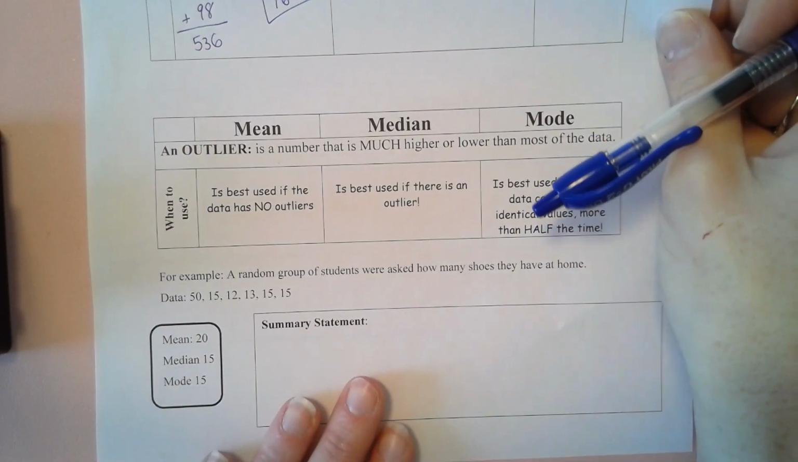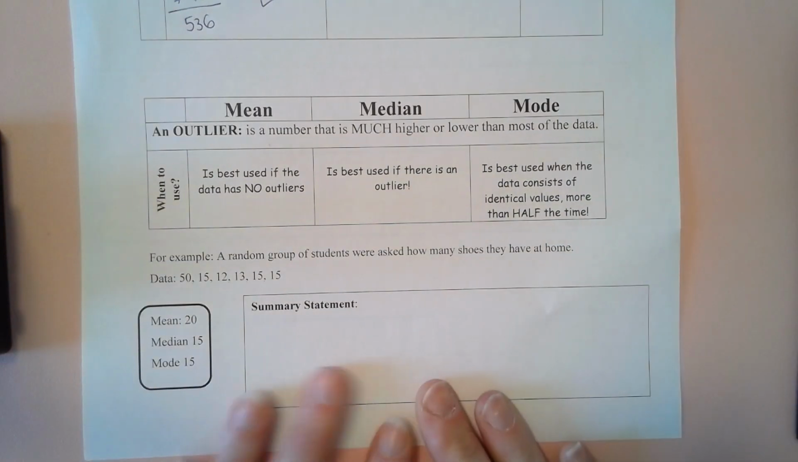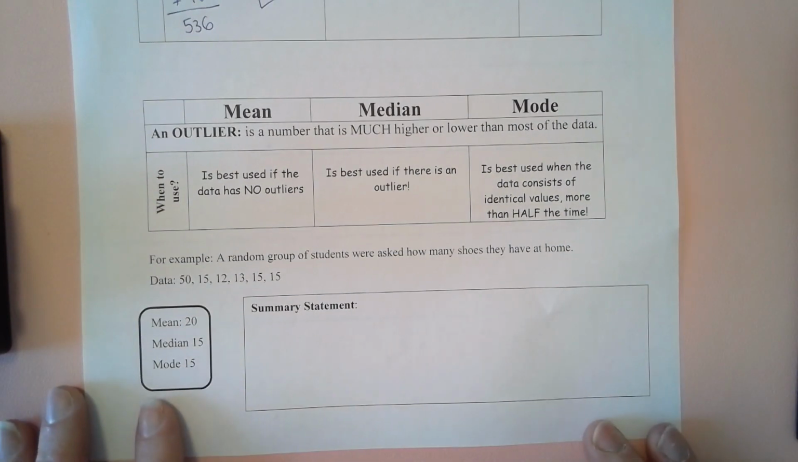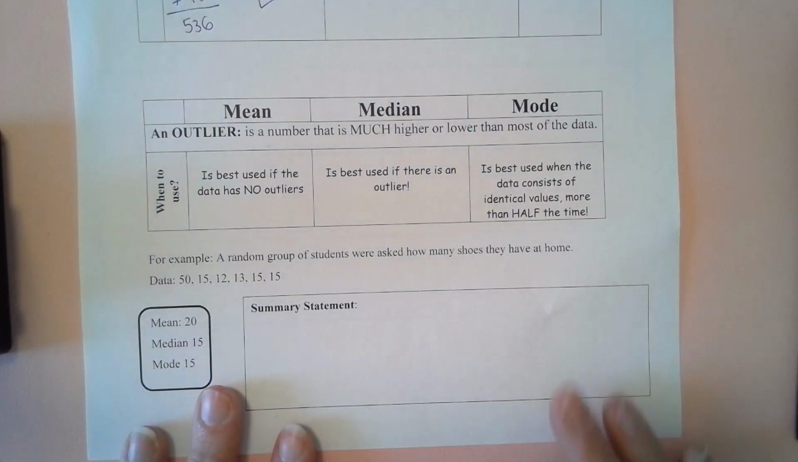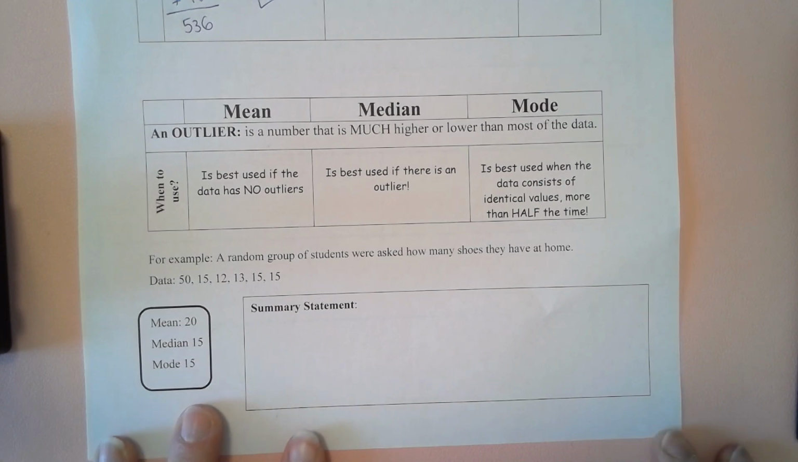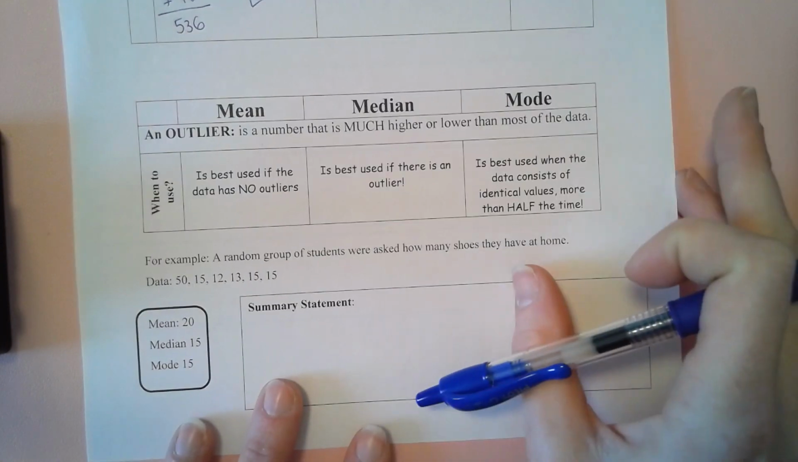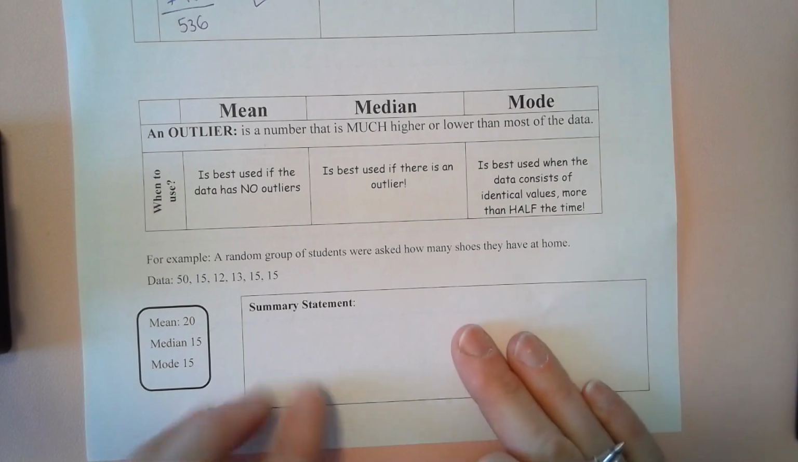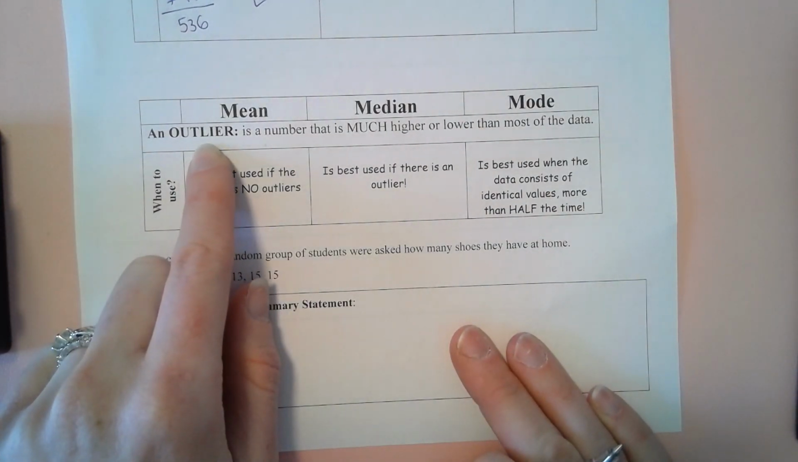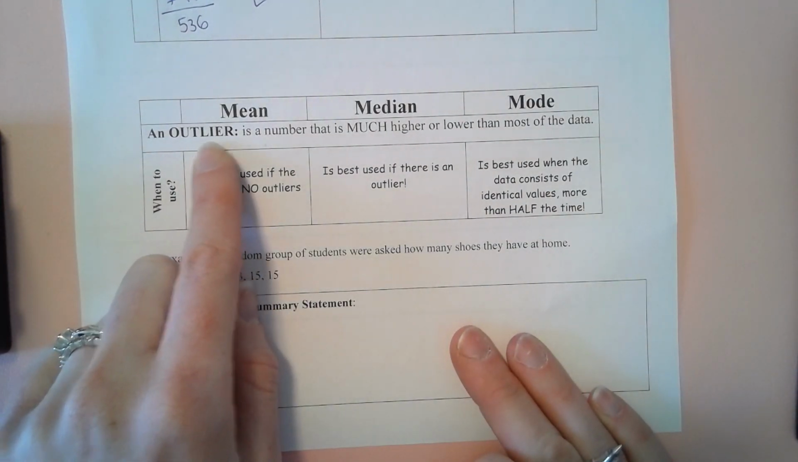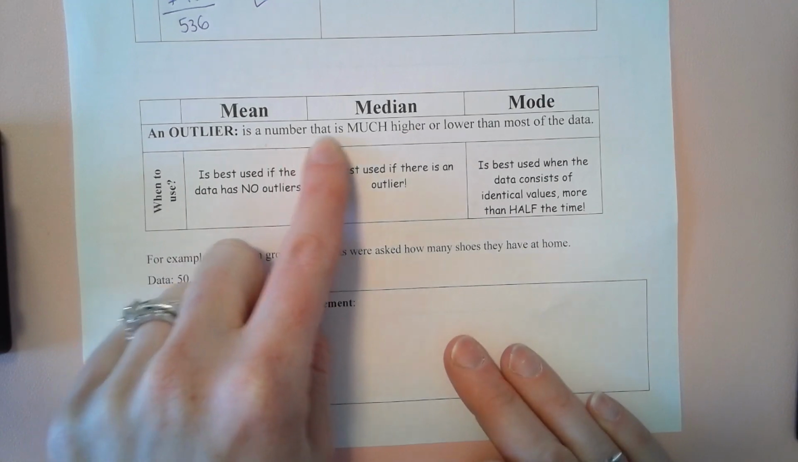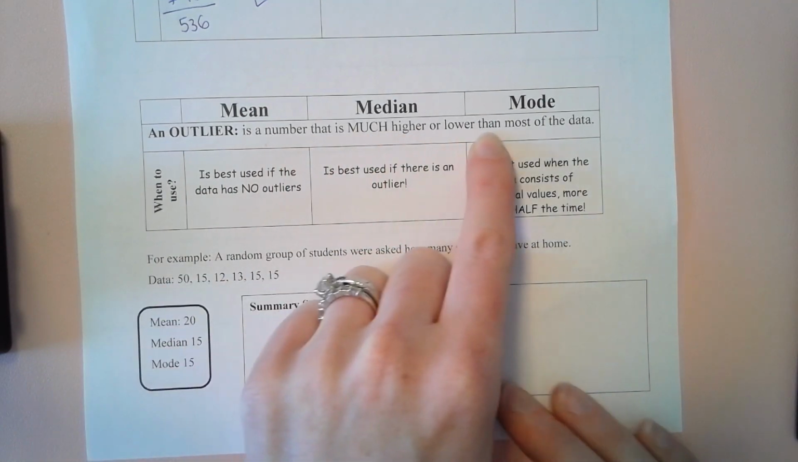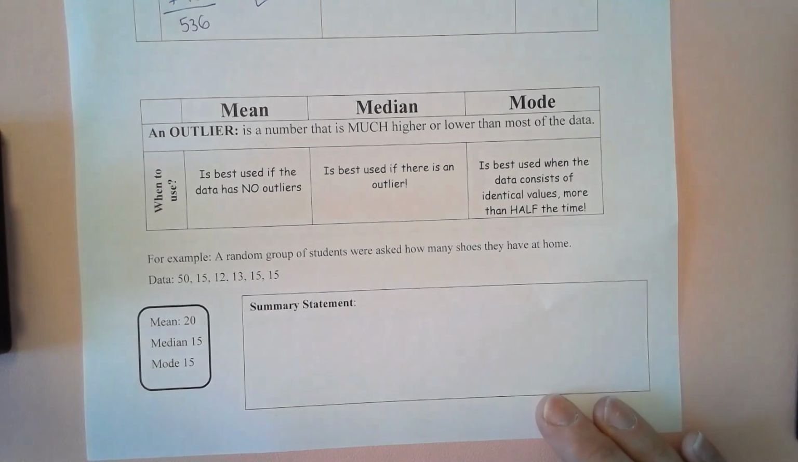Today we're going to take it one step further. We're going to talk about mean, median, and mode and when to use them, because we can find them every time, mean, median, and mode. But there's sometimes when we look at data when one is more meaningful than the other. And this is something we talked about a little bit yesterday too, an outlier. An outlier in data is a number that is much higher or much lower than most of the data.